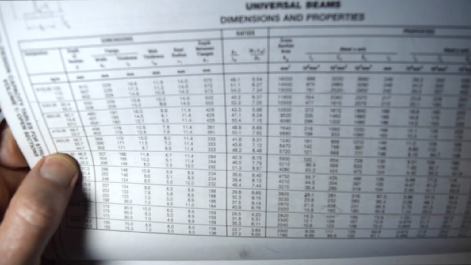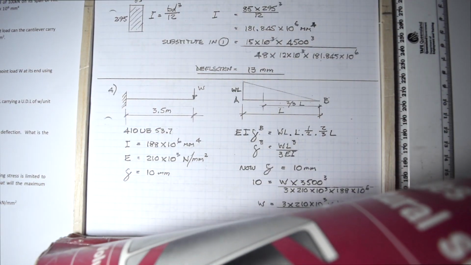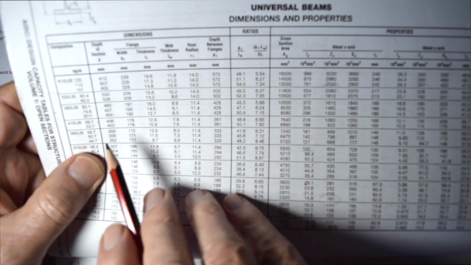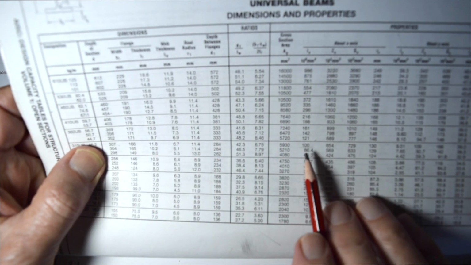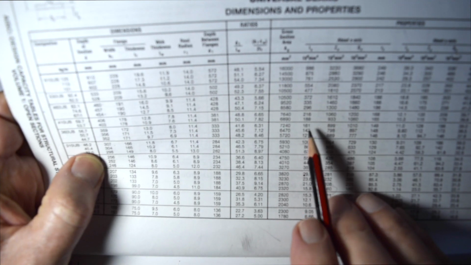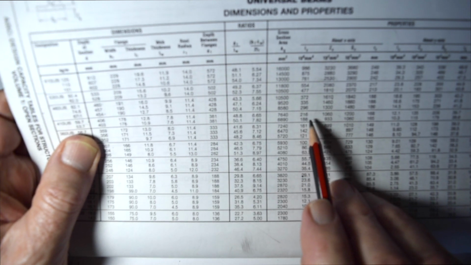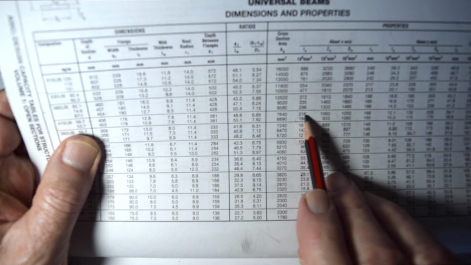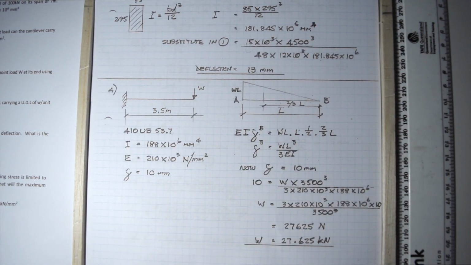Universal beam 41053.7, 41053.7. There it is there. So if you look up 360 UB 44.7, your moment of inertia is 188 times 10 to the 6 millimeters to the fourth. There it is there. Okay. You should all be able to look up those sorts of things now.